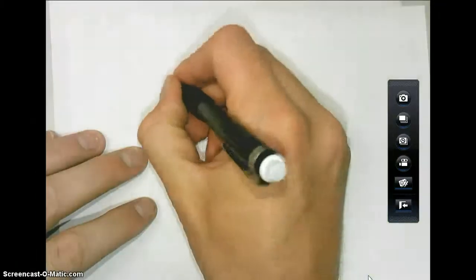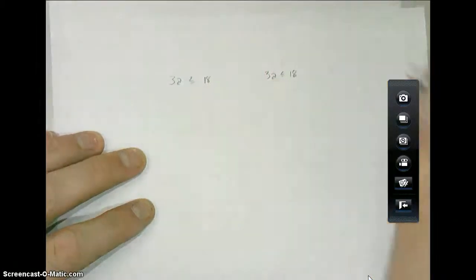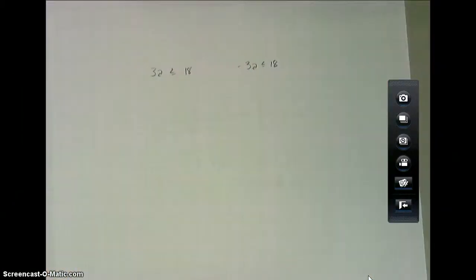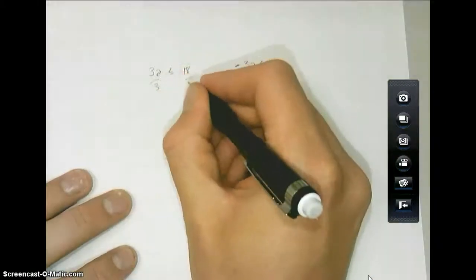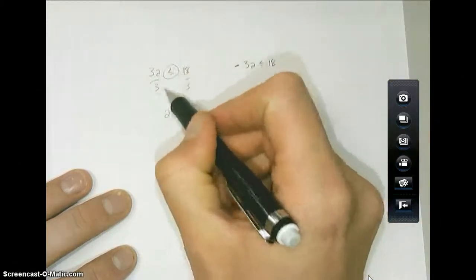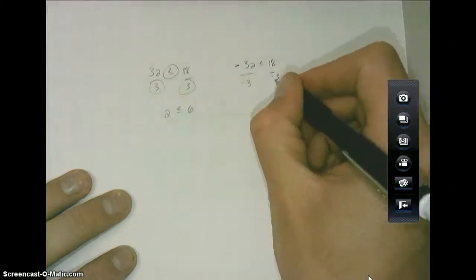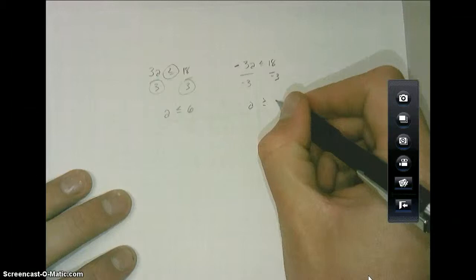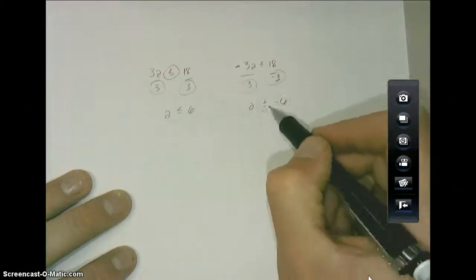So if we look at just some very simple examples, let's look at these two examples. We have 3a is less than or equal to 18, and then -3a is less than or equal to 18. So obviously I have to divide by 3 to isolate that a. So this is a is less than or equal to 6. It stays because this is positive. All right. On this one, I'm dividing by -3. So I have a is greater than or equal to -6. All right. Because I'm dividing by a negative, the sign switches.